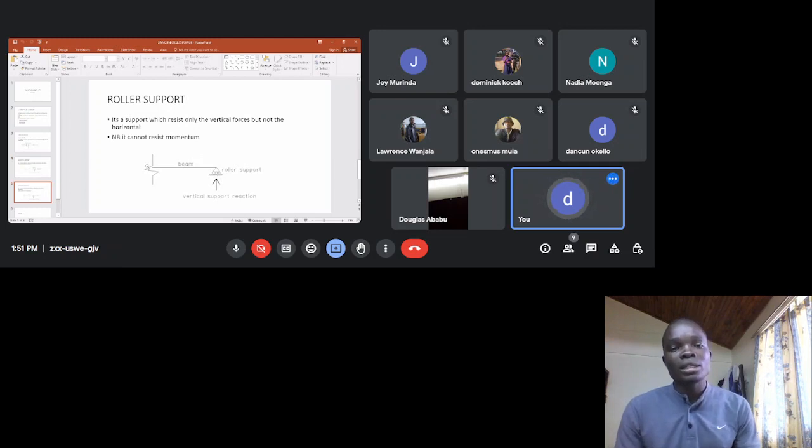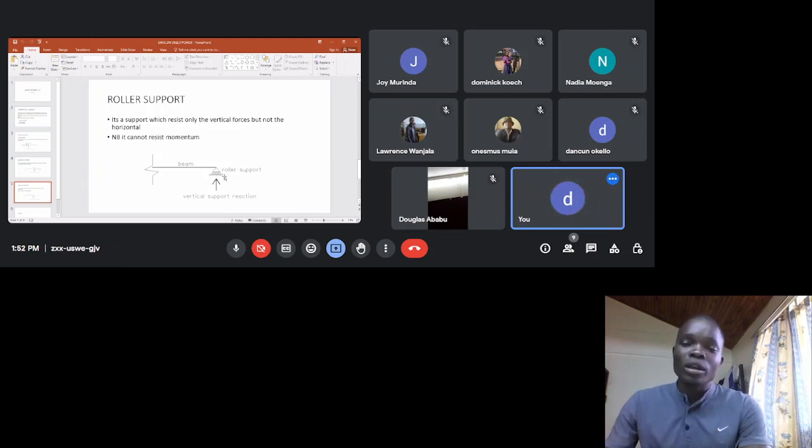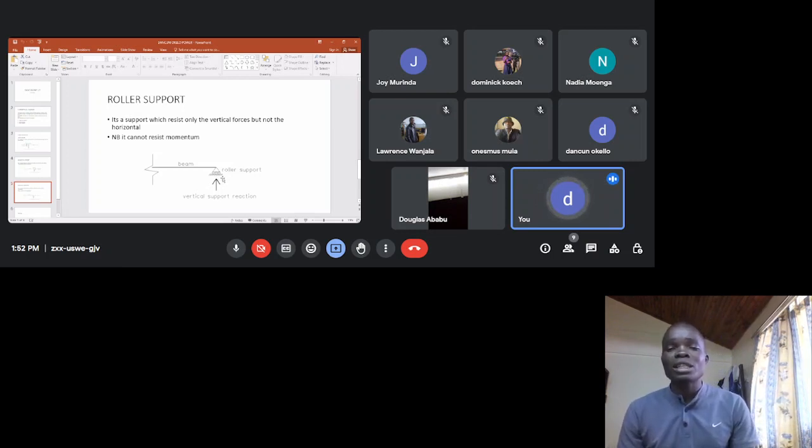If we move to the next one, which is the roller support, we see that a roller support is a support which resists only the vertical forces but not the horizontal forces. This is because it has a roller. If you look at your diagram, that support has something like wheels. So those are rollers which cannot resist the horizontal force. The moment a horizontal force is exerted on it, it will start moving. So the only force which it can resist is the vertical force. The horizontal force and the moment it cannot resist.